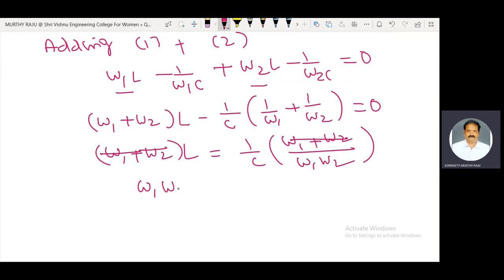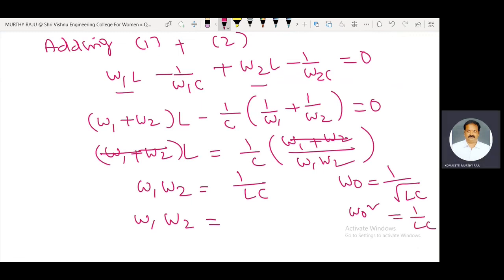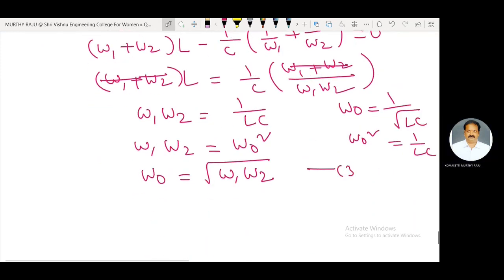Finally, ω1 ω2 = 1/LC. We know that ω0 = 1/√LC, so ω1 ω2 = 1/LC means ω0 squared. Therefore, finally, ω0 is equal to the geometric mean of the two half-power angular frequencies. This is equation number 3. The resonance frequency is the geometric mean of the two half-power angular frequencies. Adding is completed; next, subtracting the equations.